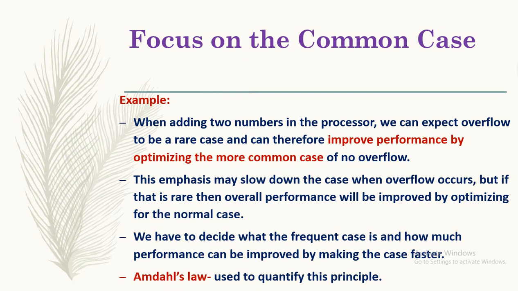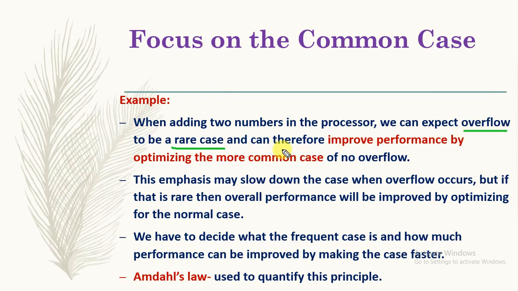Now one example is given. When adding two numbers in the processor, we can expect overflow to be a rare case. So when we are trying to add two numbers, not in all situations will we have overflows, but only rarely will there be a chance of overflow when we are adding two numbers.